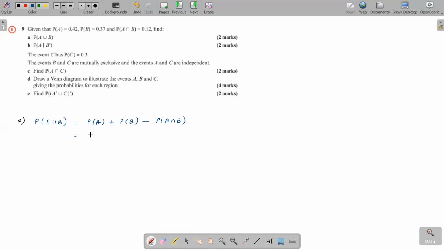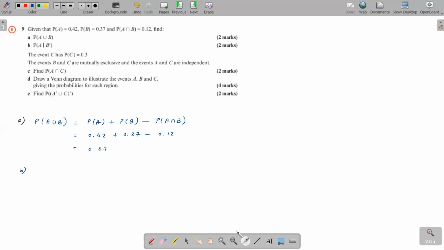So probability of A is 0.42, probability of B is 0.37 minus probability A intersection B is 0.12. So guys, what's the answer? So when you add 0.42, 0.37 minus 0.12, the answer is 0.67, right? So that's the answer for part A.